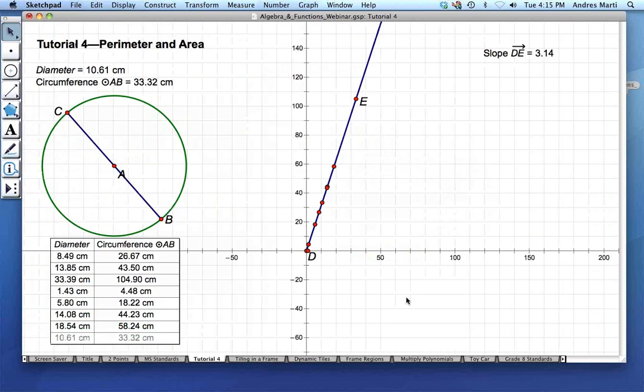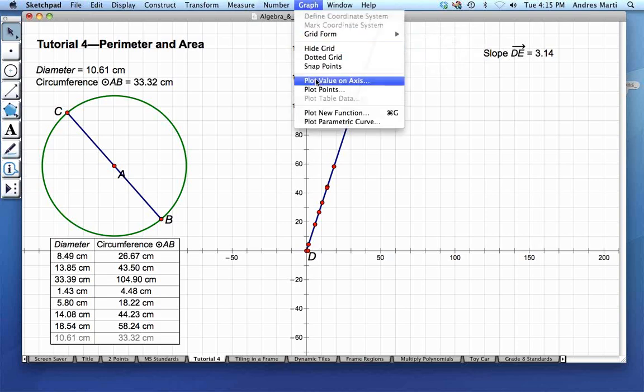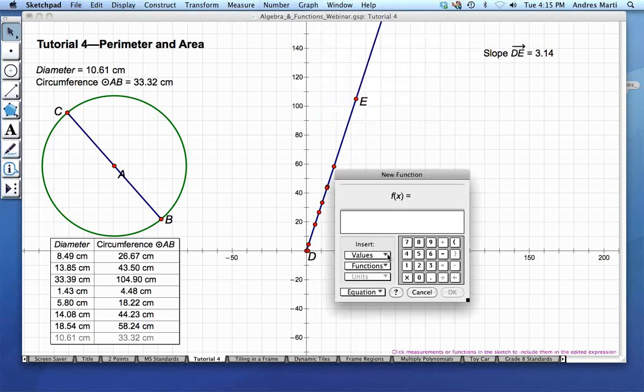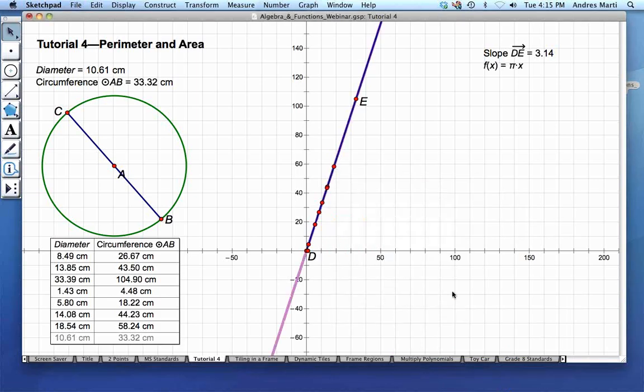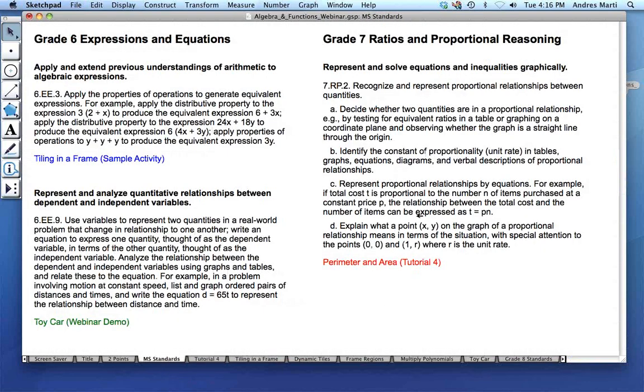Okay? Some other things you could do after this point is try to model this with a function. I'm going to plot a new function, and I'm going to use the value pi times x for now, and see what that looks like. Okay, now I just happen to get that function perfectly. You can see if I hide the line I created a minute ago, that my function plot goes through those points perfectly. And so that's the idea of going back here, of representing it by an equation.